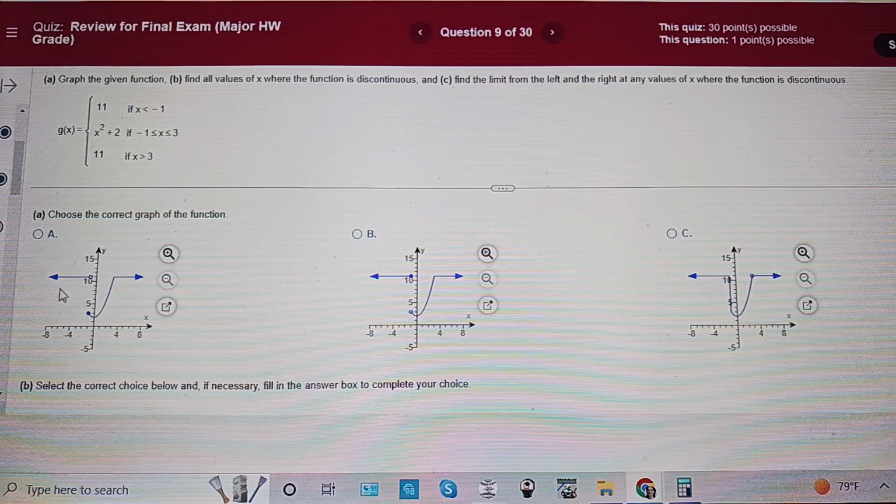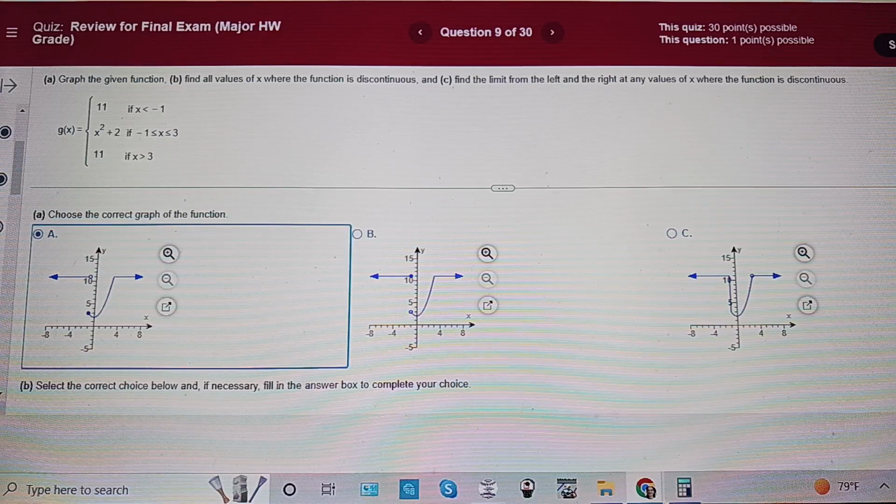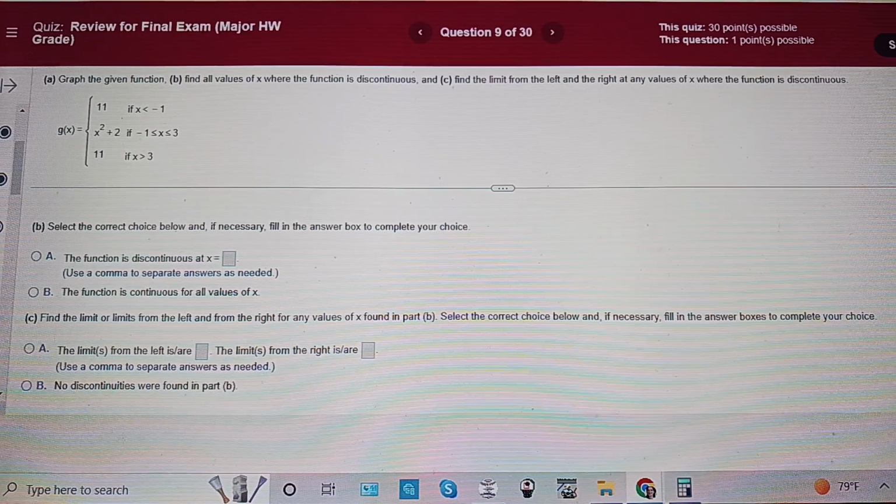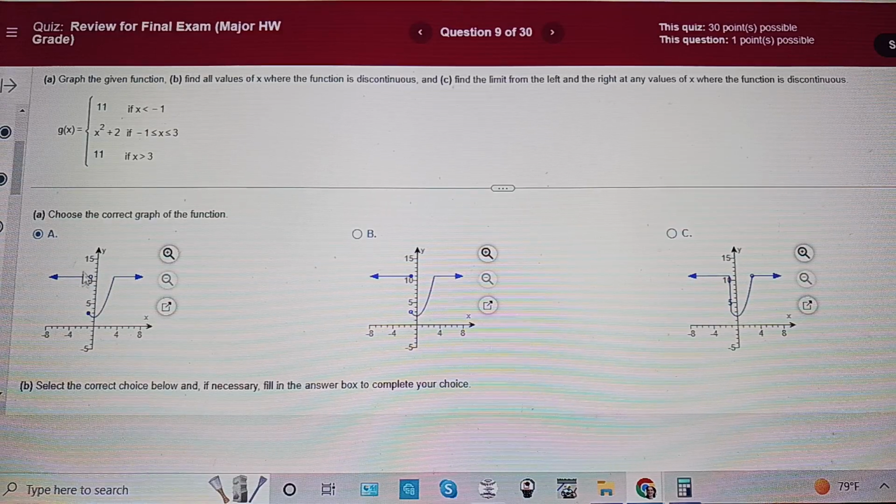And then we could actually connect this piece up right down here. If you change this 11 to a 3, then this would be connected up too. But since it's 11, it's not connected to it. So there's the correct graph. And it's discontinuous in one spot only. It's only discontinuous at an x value of -1.